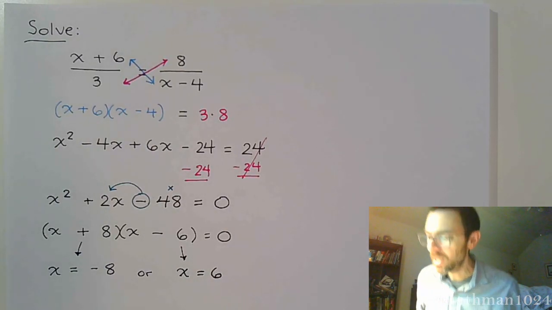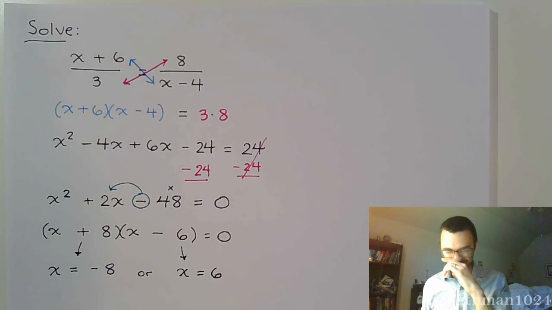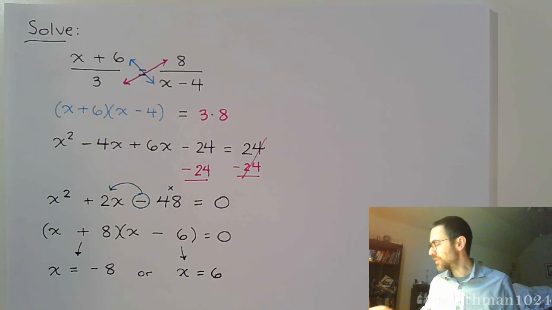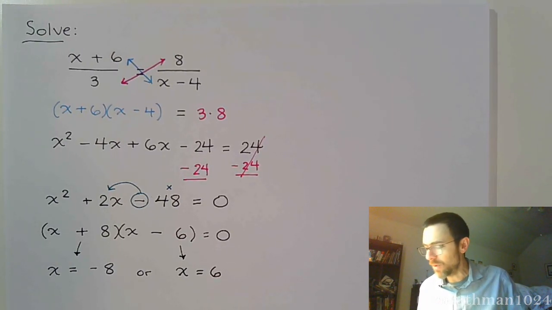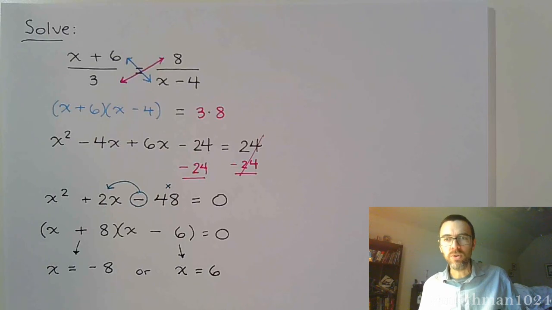Now, before you say, okay, great, these are the answers and let's box them, we need to go back to the original problem and identify some things. You may have forgotten this about rational expressions, but there are things called restricted values that we have to watch out for.